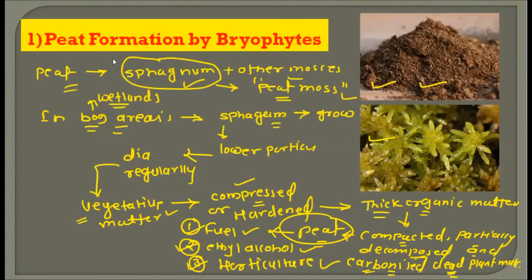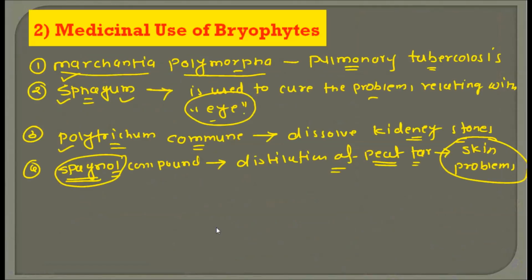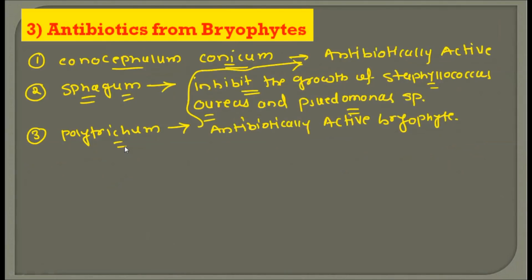So in summary, we have seen the economic importance of the bryophytes, in which first we have seen the peat formation by the bryophytes, and in the peat formation we have seen Sphagnum as a peat moss, all right, and how peat is formed in the wetlands. Now this peat is useful as fuel, to produce ethyl alcohol, and in horticulture. Later we have seen the medicinal use of bryophytes, in which we have discussed Marchantia polymorpha, then Sphagnum, then Polytrichum, and the sphagnol compound.